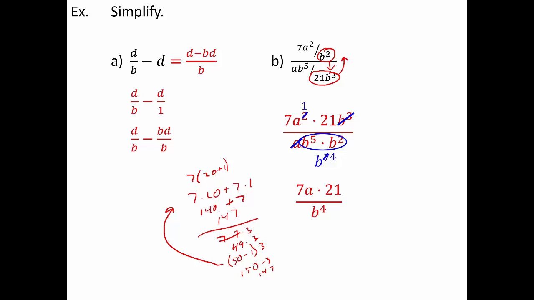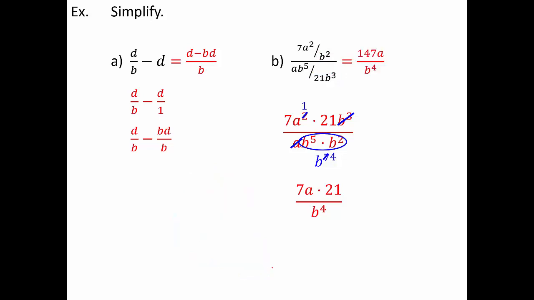When it comes to multiplying in your head, teach yourself to multiply like this, by breaking up the larger number into smaller pieces and then multiplying one piece at a time. Now, of course, you could always just use that elementary school multiplication algorithm if you really want to. I think by multiplying it like this, it's easier to keep track of what you're doing in your head and you don't actually have to write anything down. So, final answer, 147a over b to the fourth.